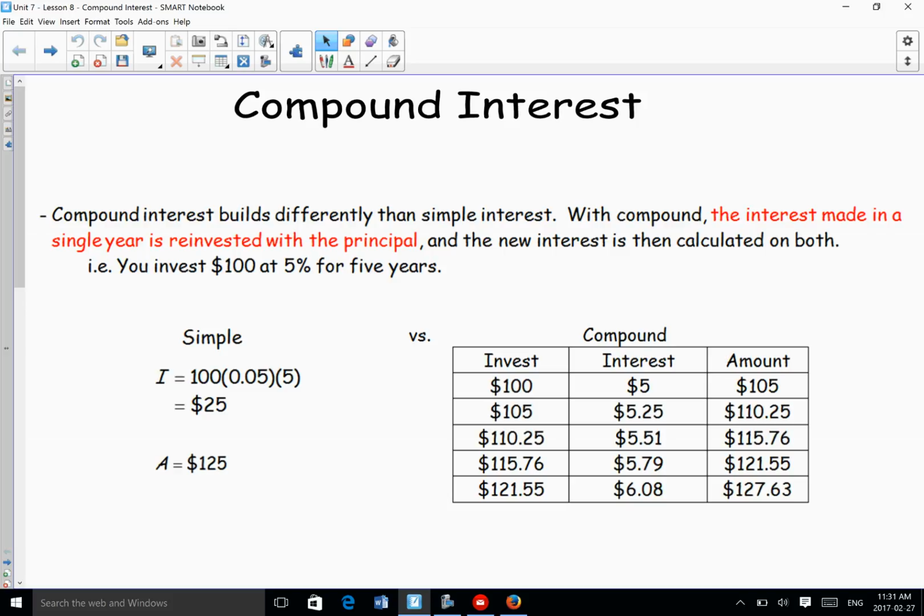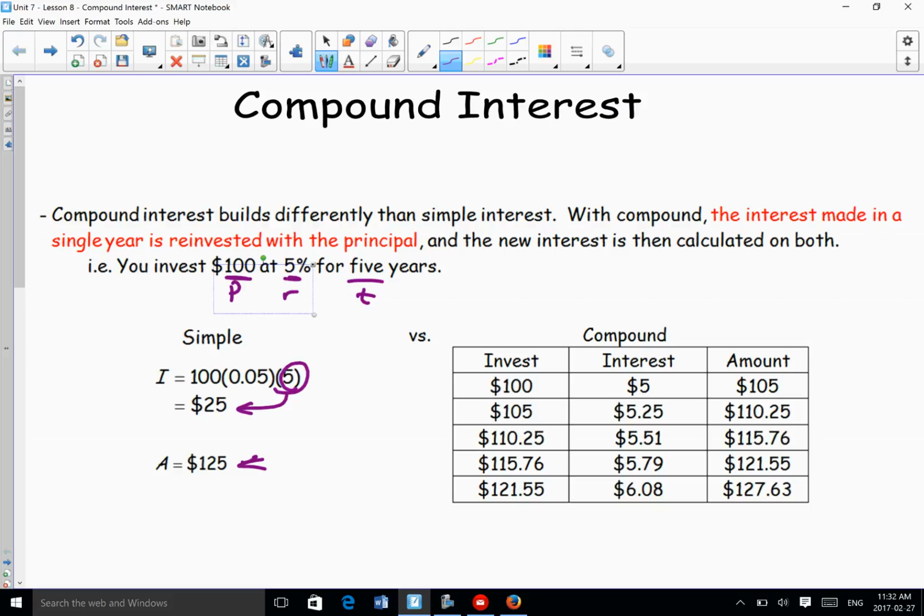So let's look at an example just to give you some idea of what's going on here. Go back to that idea of having 100 bucks, and we're going to invest it for 5 years at 5%. So I equals PRT. We make one calculation at the end of 5 years. We made $25. We now have 125. Compound interest, on the other hand, will take that same idea of the $100, 5%, 5 years, but instead of calculating at the end of 5 years, we're going to calculate at the end of each year.